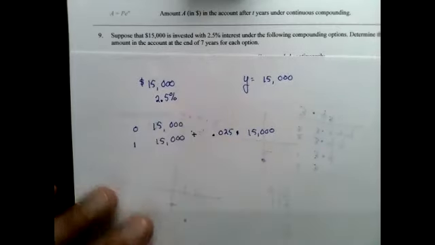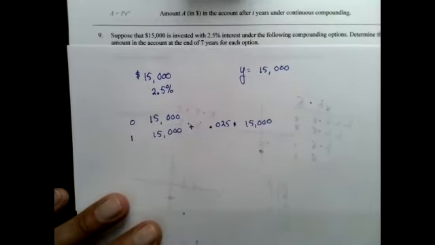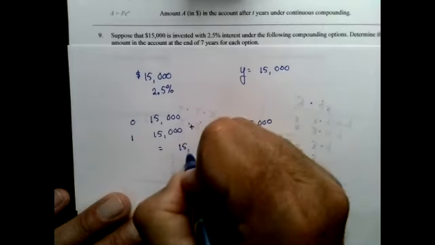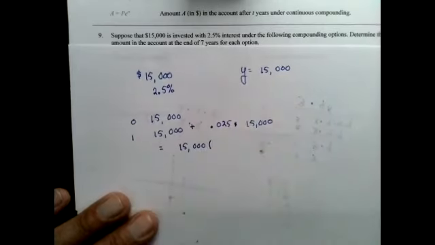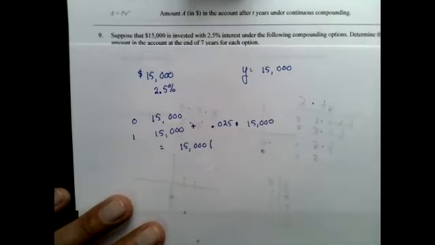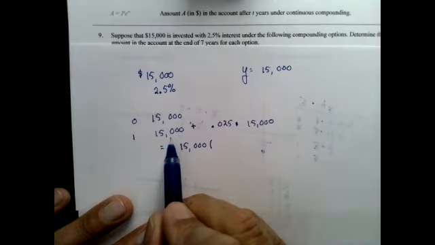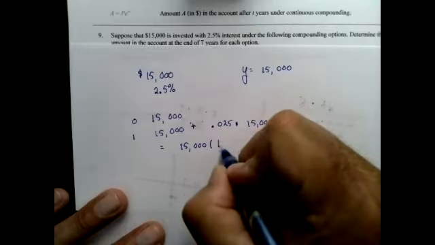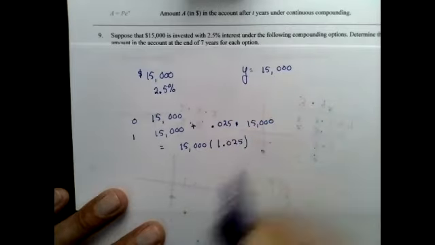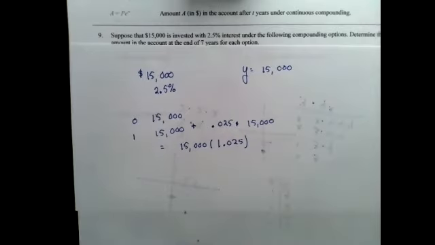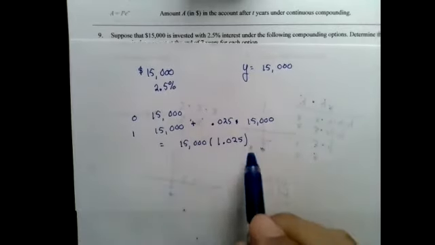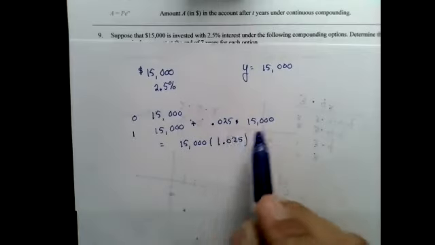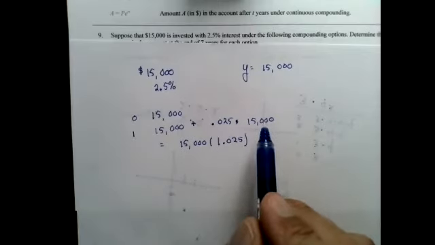Well, in my math world, I can clean this up. I can say, wait a minute, this equals, I'm going to factor out 15,000. And what am I left with? I'm left with a 1 plus 0.025. That's kind of interesting. The 1 is the original amount. The 0.025 was my rate of increase. It's an extra amount that's being added on.